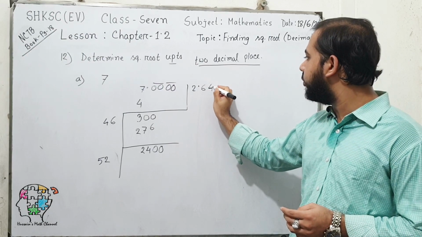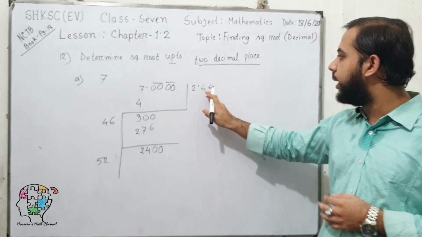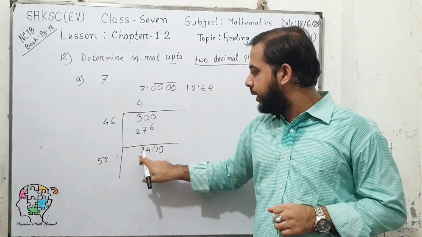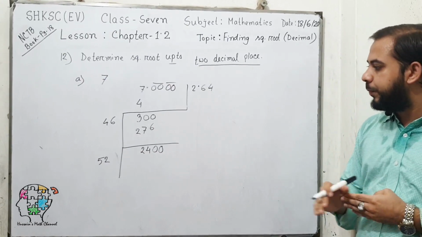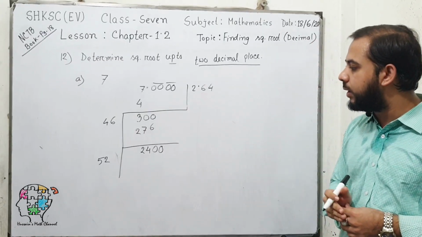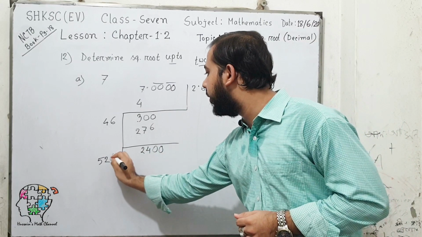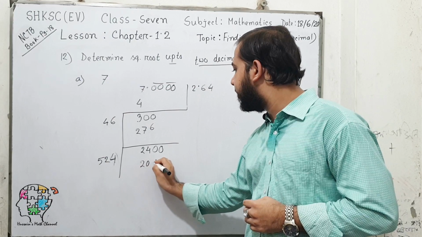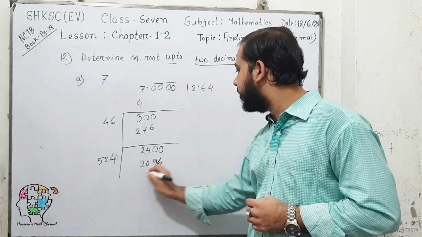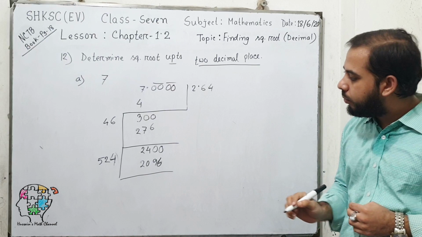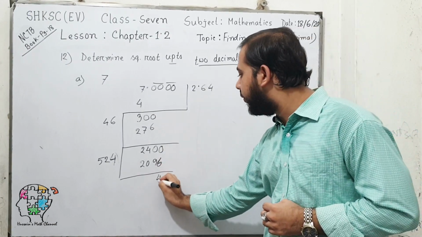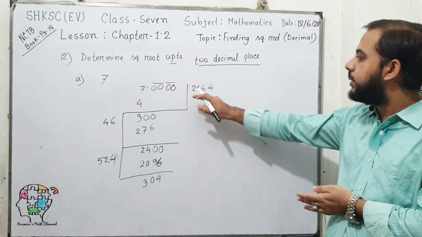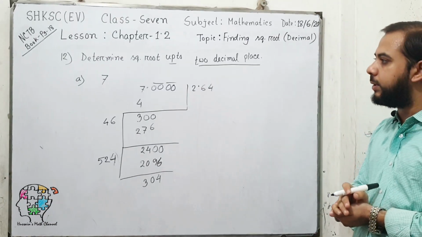Now if we put another digit here, then we can easily find another decimal. If we use 4 here, you have to check whether we can use 1 or 2 or 3 or 4. We can use 4 because 4 5s are 20, almost close to this 2400. So if we use 4 here and 4 here, after multiplying we get 2096. Now if we subtract, we'll get 304. All right, so this is our required 2 decimal places.